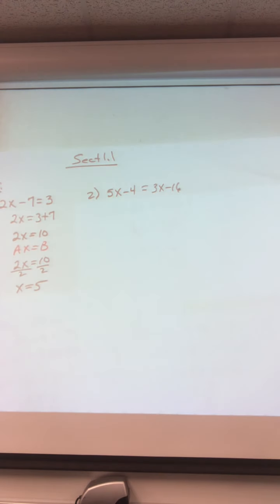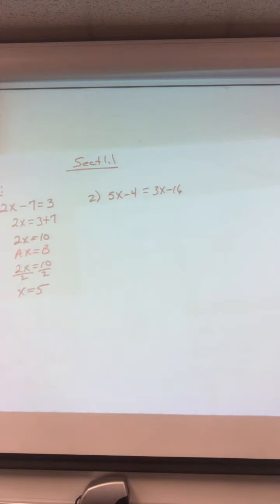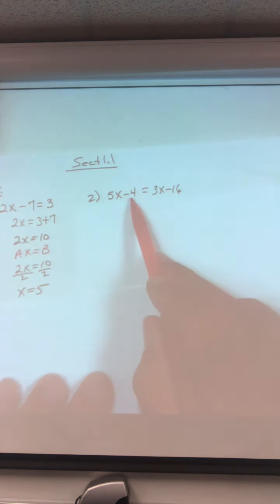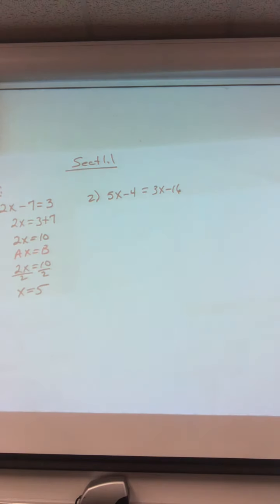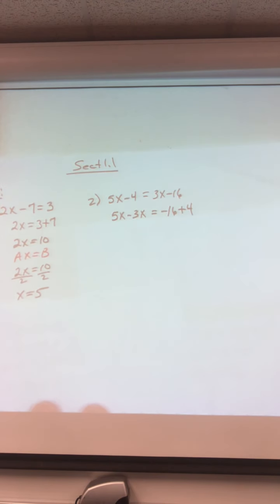5x minus 4 equals 3x minus 16. Now, if you remember from algebra, this is what we call the two-step problem. So what you have to do here is get the x's on one side, but then you have to get the numbers on the other. And if you do that in one step, it looks like this.